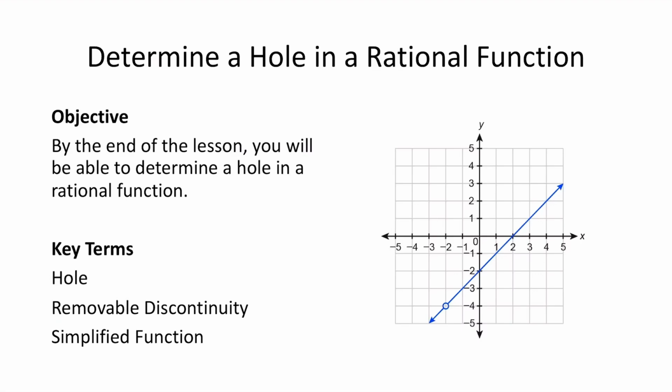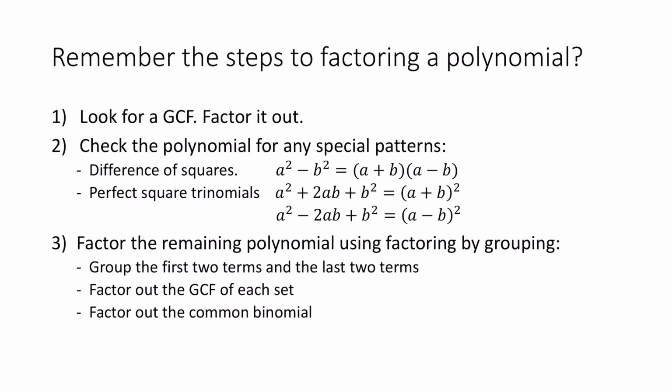So in this video, we're going to talk about how to determine a hole in a rational function. So remember the steps to factoring a polynomial? You'll always start off by looking for a GCF and then factoring it out, then check the polynomial for any special patterns. Then you're going to factor the remaining polynomial using factoring by grouping.